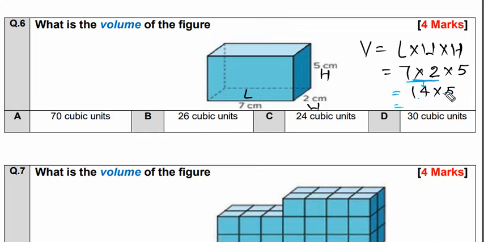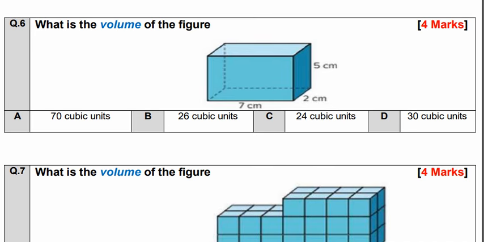5 times 4 is 20. 2 on the top. 5 times 1 is 5. 5 plus 2 is 7. So 70. Now what will be the unit? Centimeter, cubic centimeter. I hope you got this right. Let's move on to the next question.